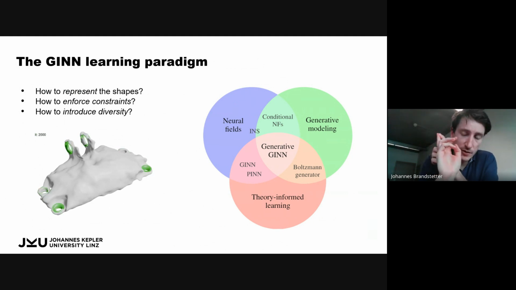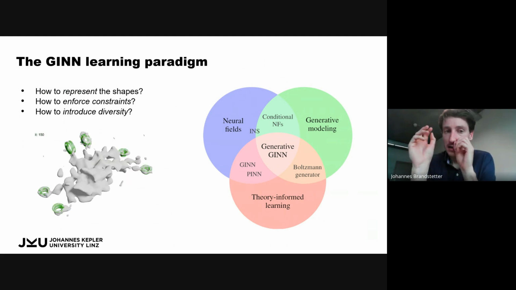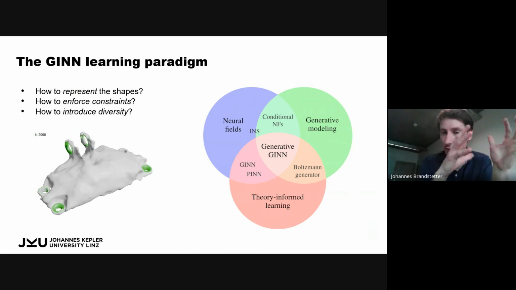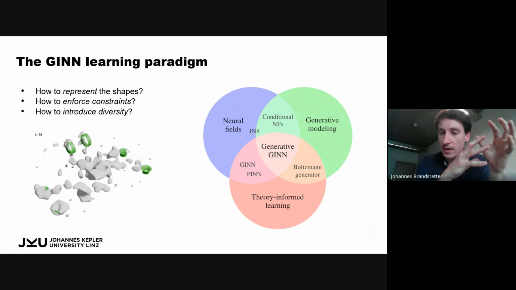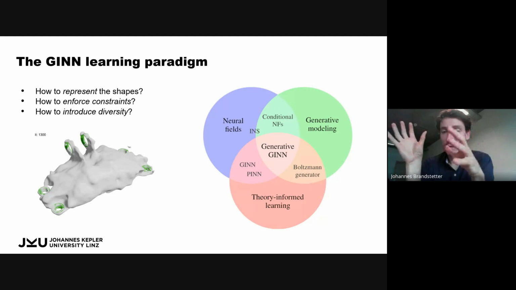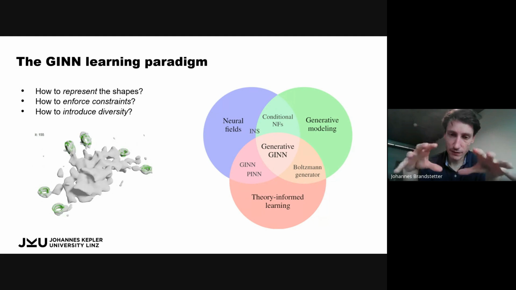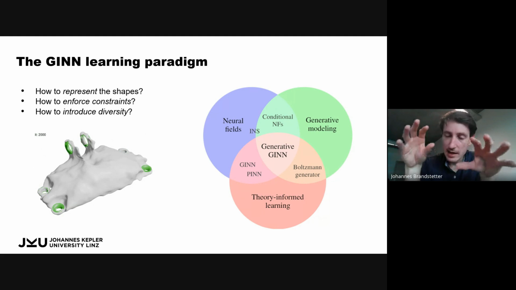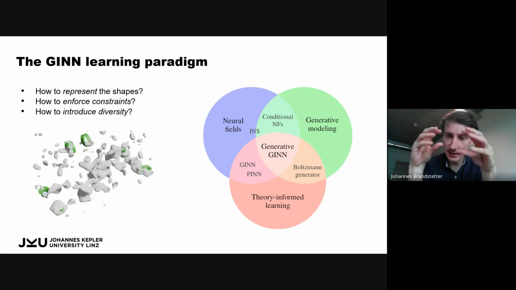And the third one is how we introduce diversity. And these questions put us in the intersection of these three parts. So we have neural fields on the one side, which is really taking off in computer vision. We have generative modeling, and I don't have to say much about that. And we have theory-informed learning, which is not so big. And on the interface sit the GINs.